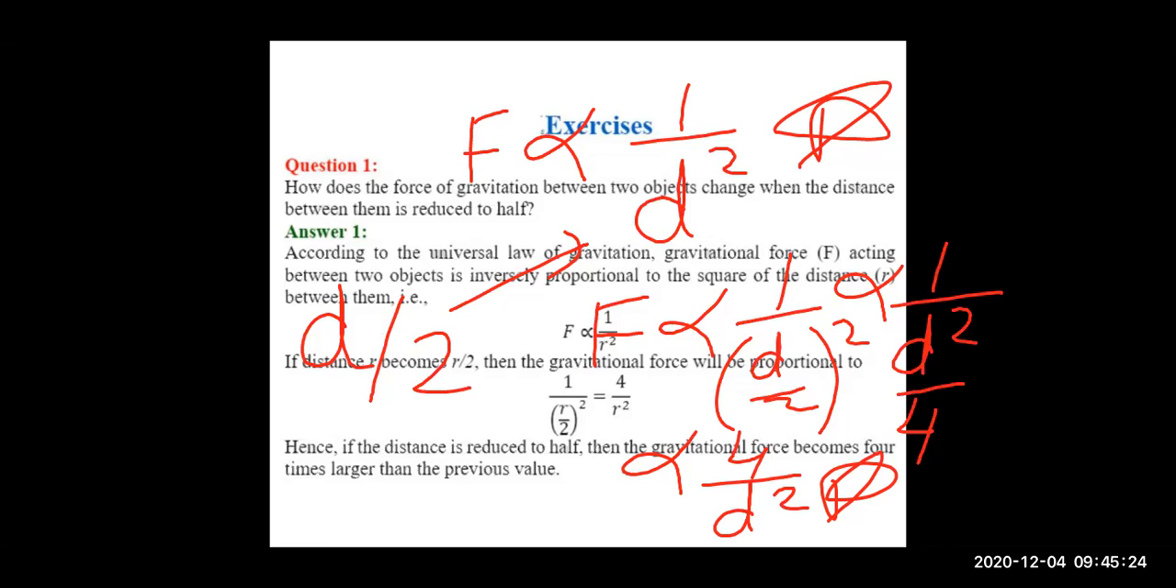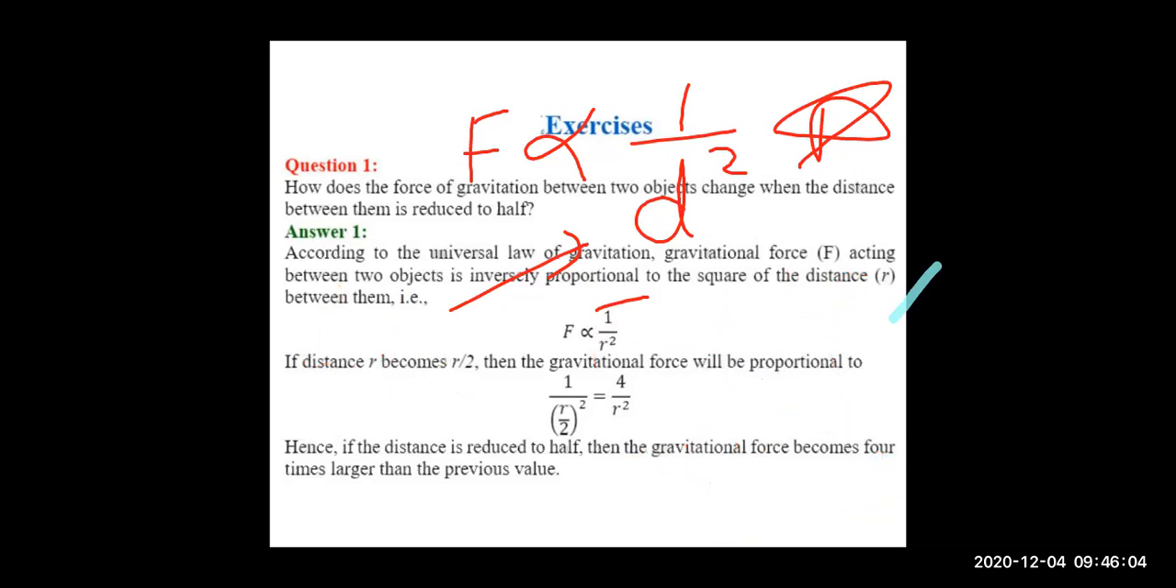Initially the force was F proportional to 1 by d square. Now the force is F proportional to 4 by d square. So the force has increased. So the force between the two objects has increased by 4 times when you are bringing the objects closer by reducing the distance between them to half. राइट स्टूडेंट? तो फोर्स 4 टाइम्स इंक्रीज हो जाता है जब आपने उसका डिस्टेंस को आधा कर दिया. So this is your exercise question answer, question number 1.